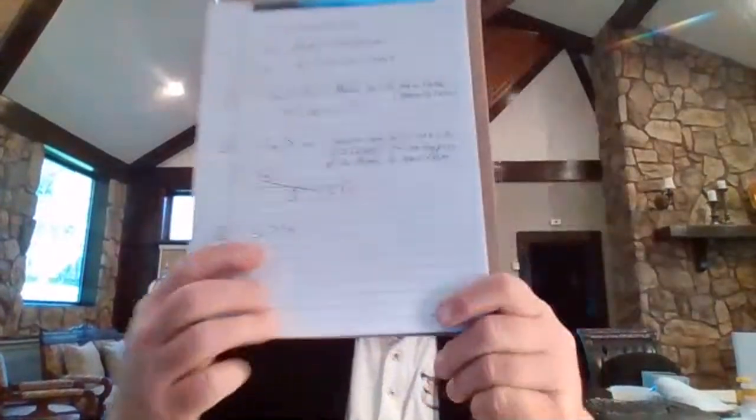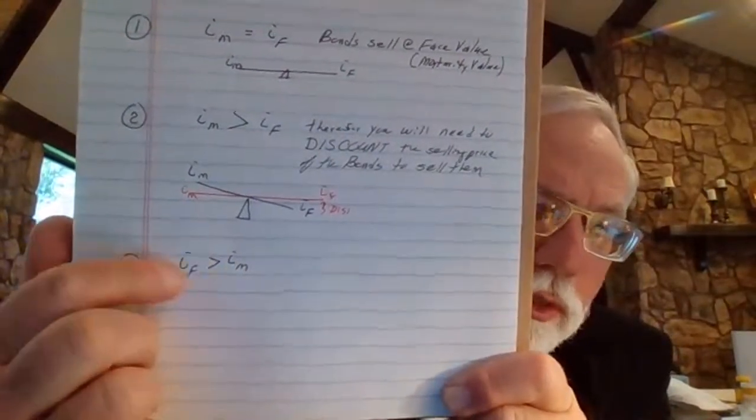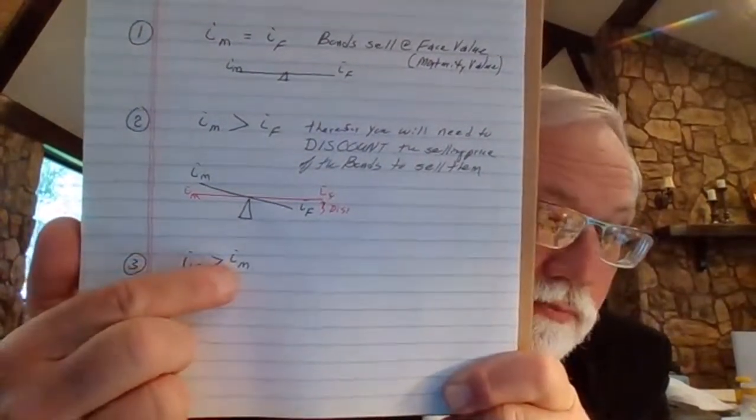In the third scenario, the face rate of interest is greater than the market rate of interest. You can do it the other way if you want to say the market rate of interest is less than the face rate on the bonds. Think about what that would do in the marketplace. If the market rate of interest is 5% and our bonds are 7% bonds, people are going to flock to buy our bonds because they can get 2% more than they can in the market.